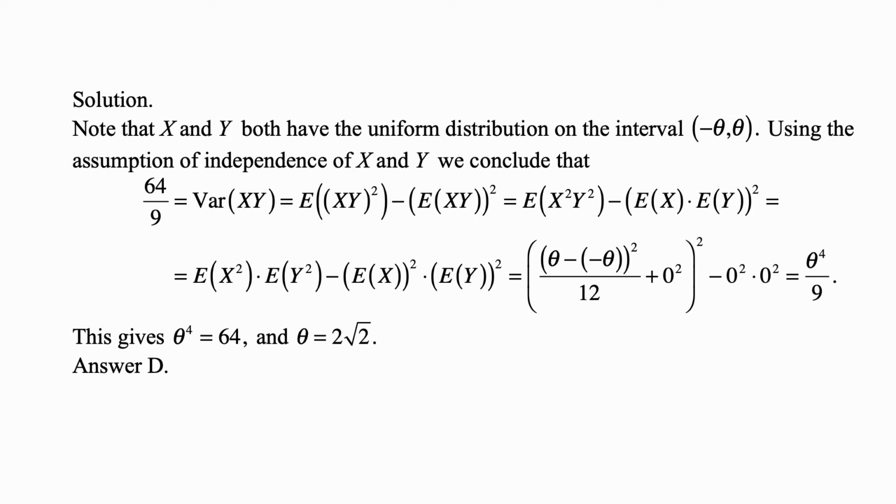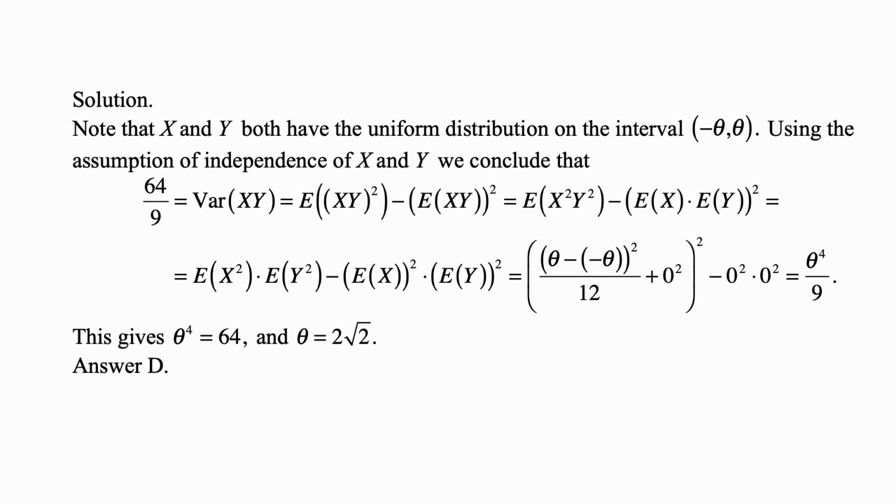64/9, which is the variance of xy, which is the expected value of (xy) squared minus the expected value of xy, the whole expected value squared, which is the expected value of x squared y squared minus the expected value of x times expected value of y, and the whole thing squared, because e of xy is e of x times e of y because they're independent, and also e of x squared y squared is equal to e of x squared times e of y squared because they're independent.